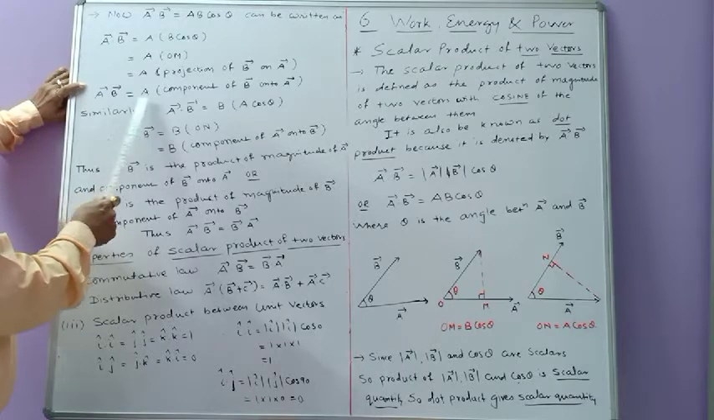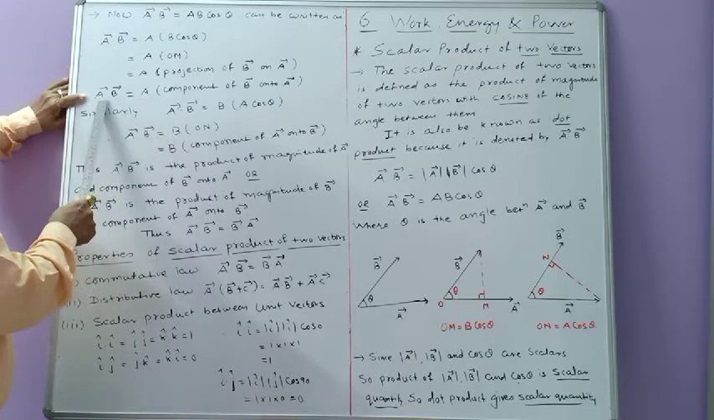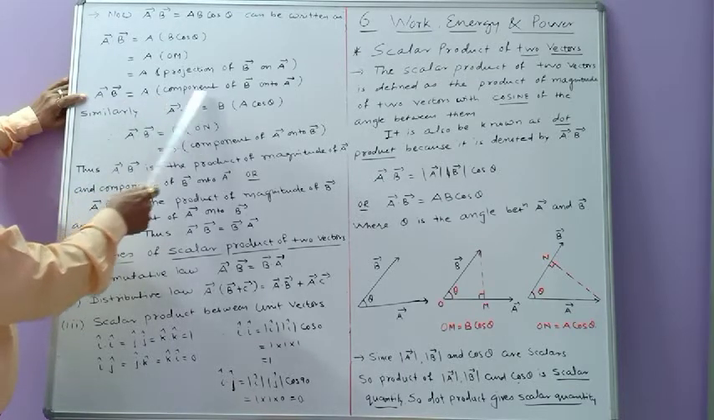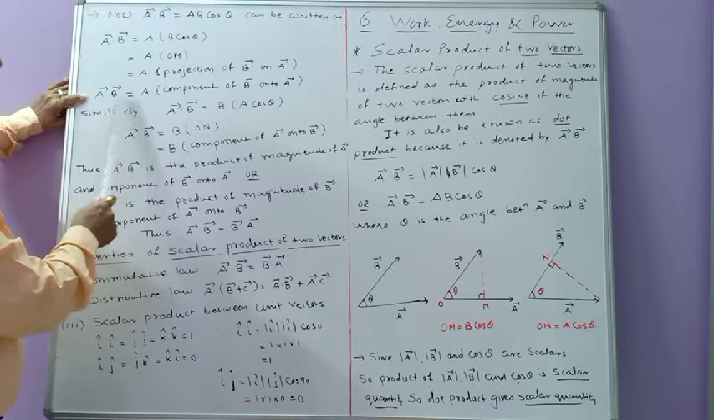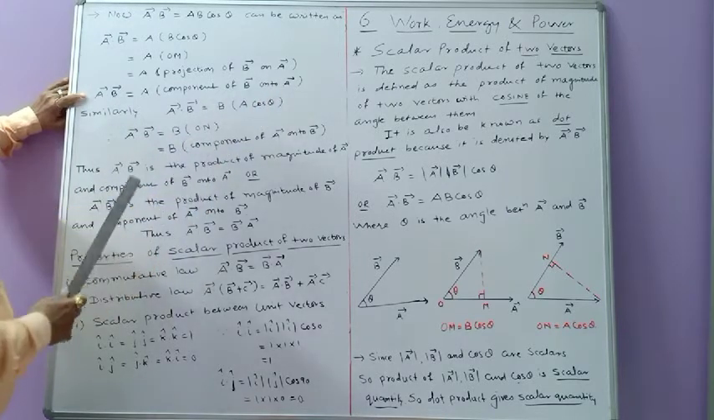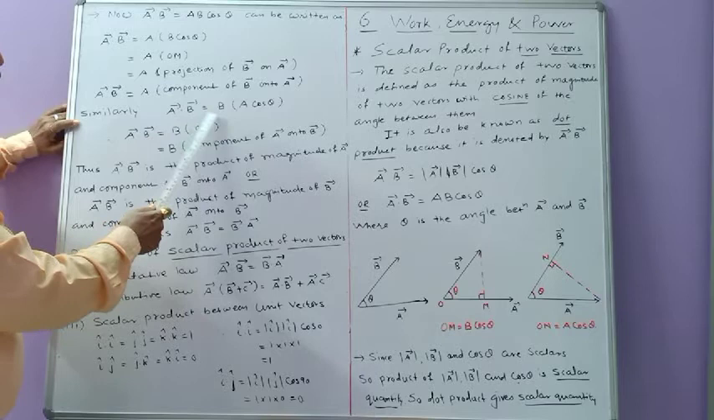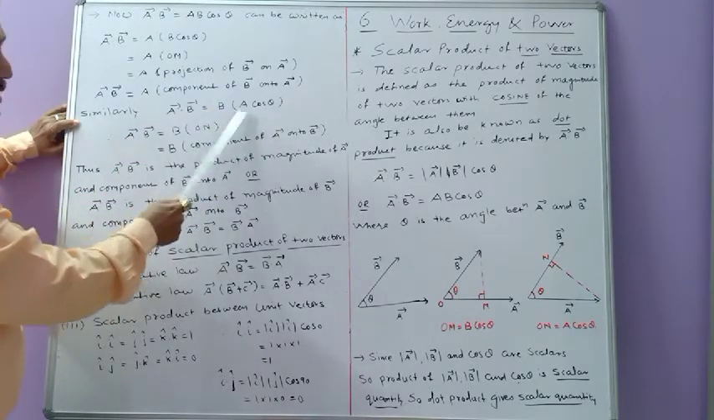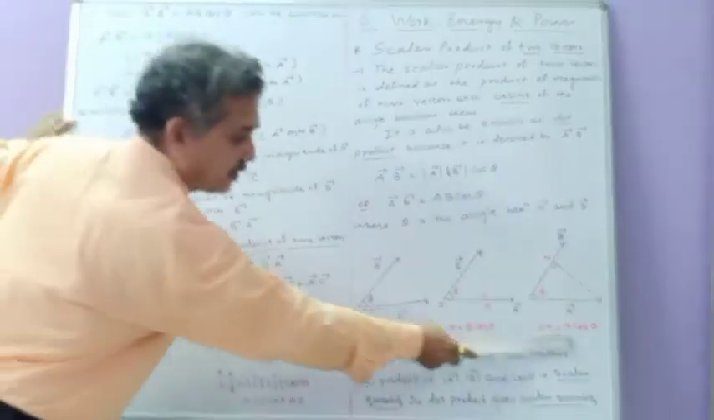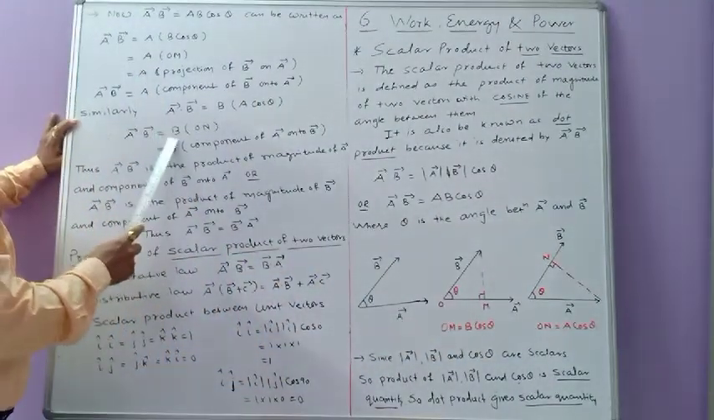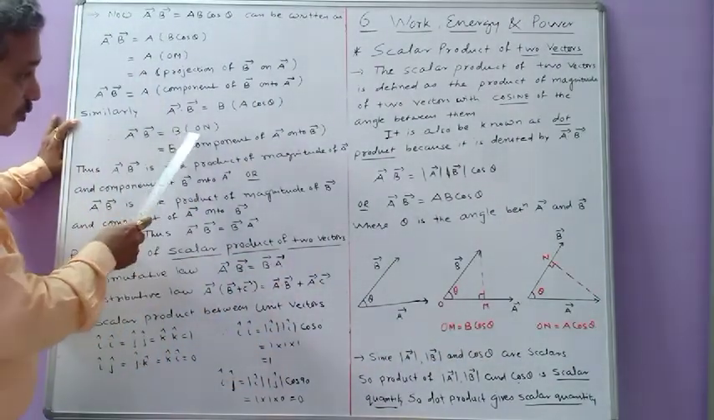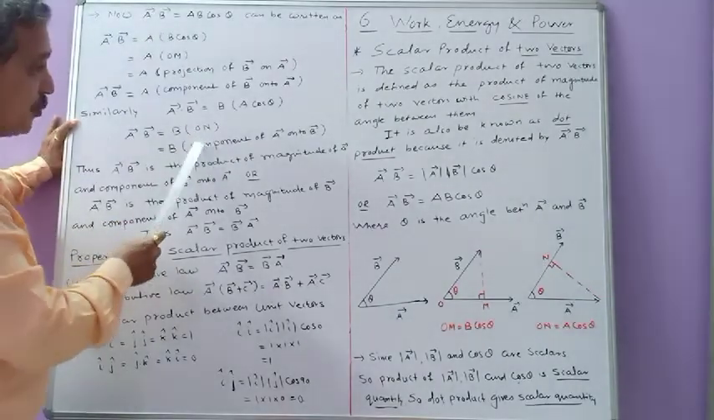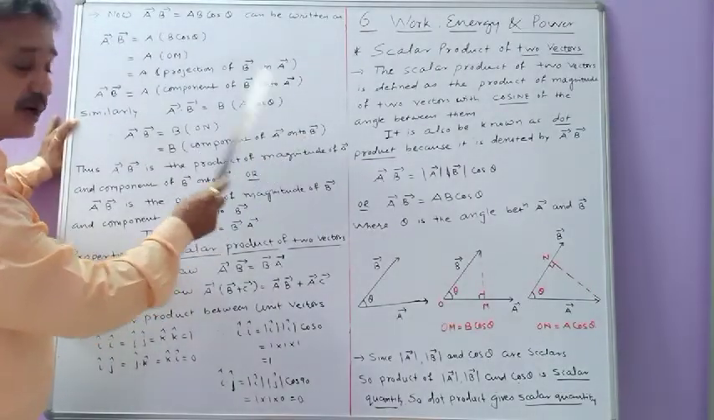So thus A dot B is given by the magnitude of the first vector into the component of the second vector B taken on the first vector. Similarly, A dot B equal to AB cos theta can be written as B into bracket A cos theta. What was A cos theta? A cos theta was ON. So I write B into ON. What was ON? ON can be read as the component of vector A on vector B.